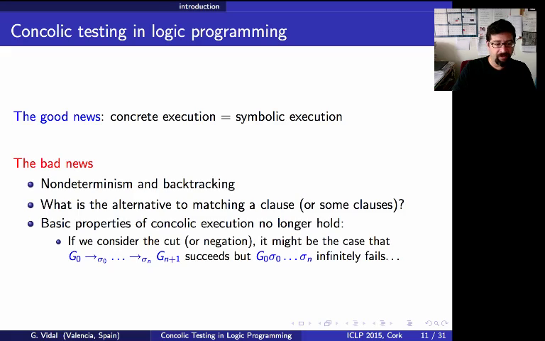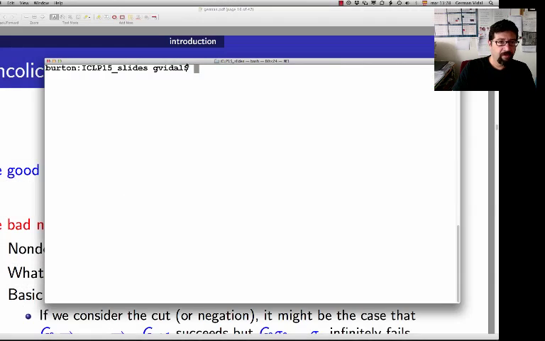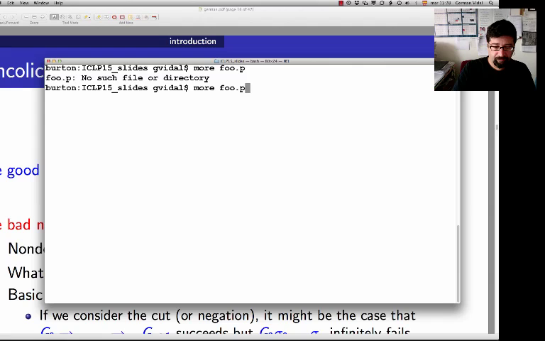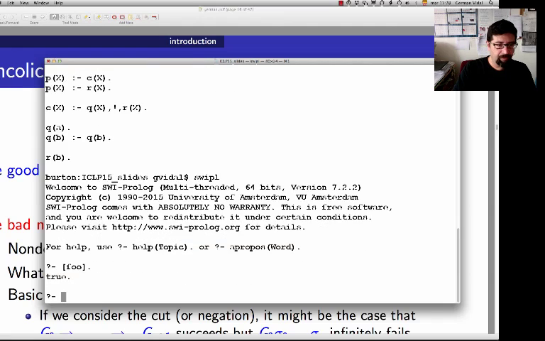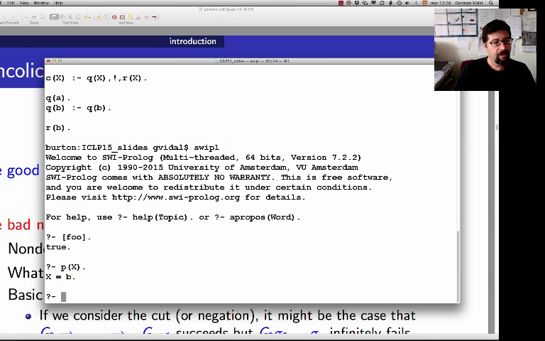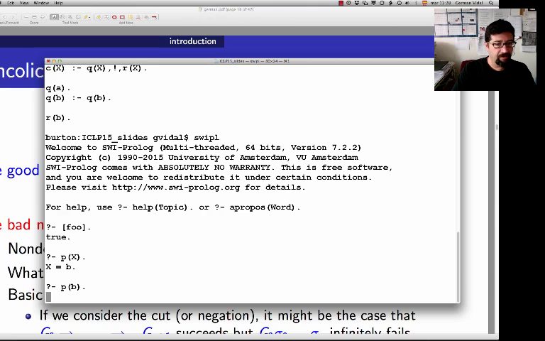Consider, for instance, let me show you an example. This program is a very simple logic program. The only thing that is not pure logic programming is this cut operator here in blue. If we load the program and call p of x, we get a solution, x equals b. It's actually the only solution, but if we execute p of b, the program enters an infinite loop.